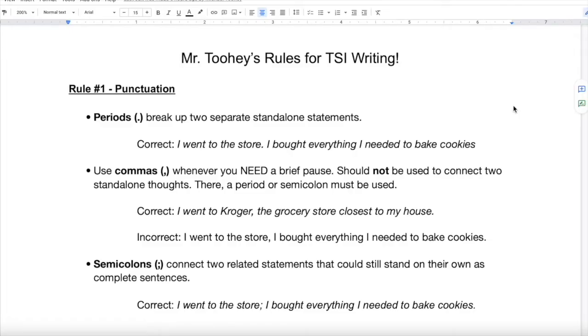So go ahead and read that first rule, rule number 1, punctuation. Read the rule I have for periods, please. Break up 2 separate standalone statements. Yeah, periods break up two separate standalone statements. Do you know what I mean by standalone statements, Francisco? Maybe like something that should start in a new sentence.